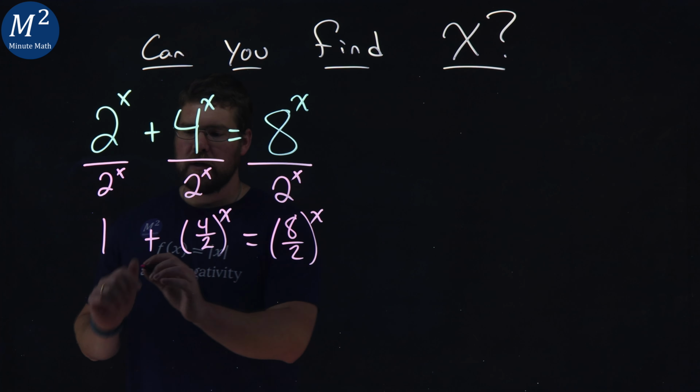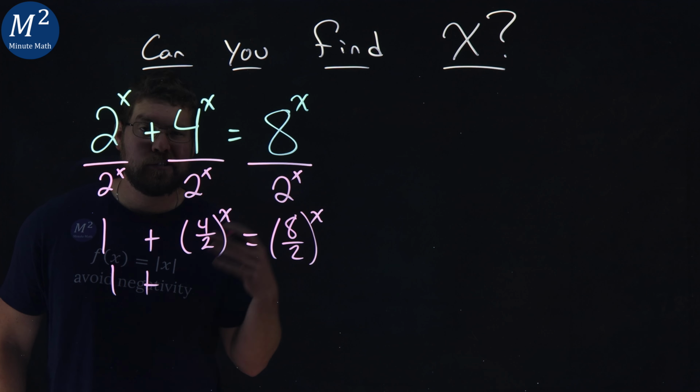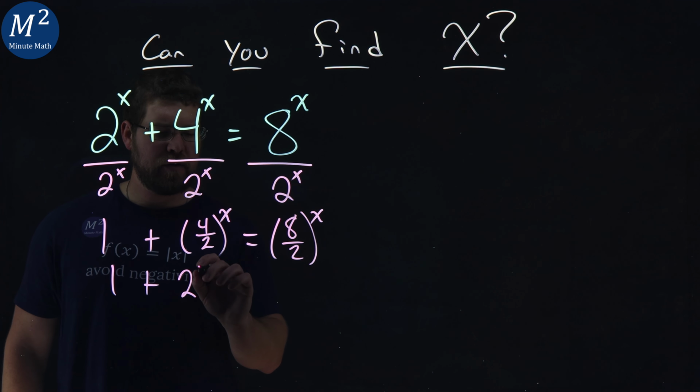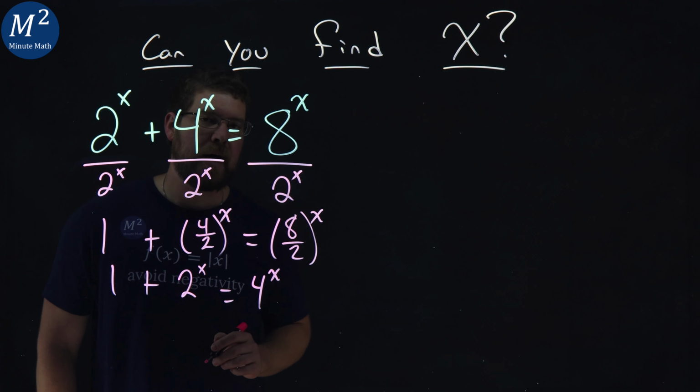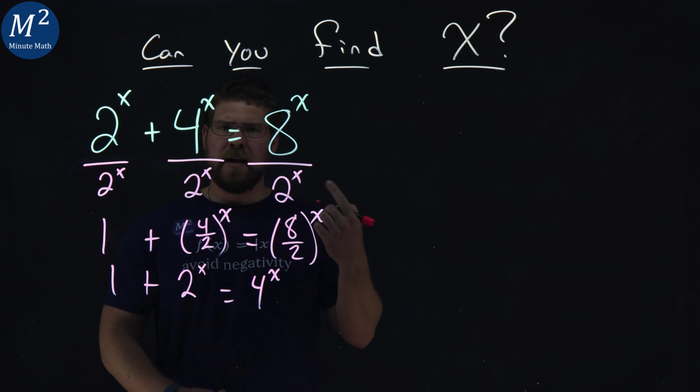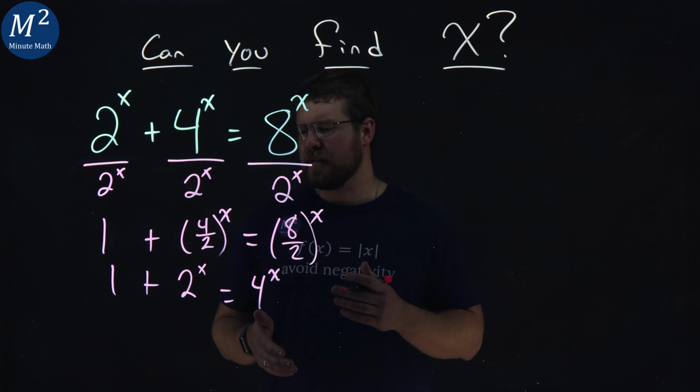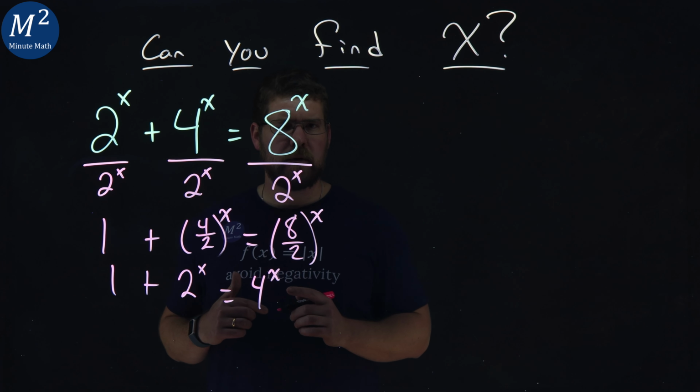All right, 1 stays the same right here, plus 4 over 2 is 2, so we have 2 to the x here. And we have 8 over 2, which is 4, so we have 4 to the x power. But I want to see if I can get 4 to the x power to be something like 2 to the x. Let's think about this.